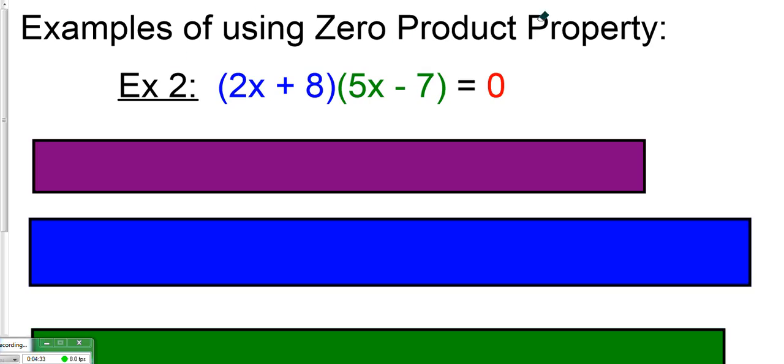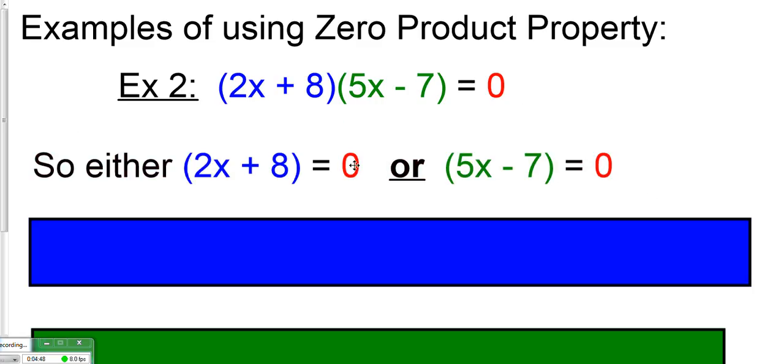Let's look at another example of the zero product property. Same thing, I've got two binomials being multiplied set equal to 0. So we're multiplying this chunk by this chunk equals 0. So again, either this first chunk in blue has to equal 0, or this second binomial in green has to be 0. Okay, those are the two options that would make this true.